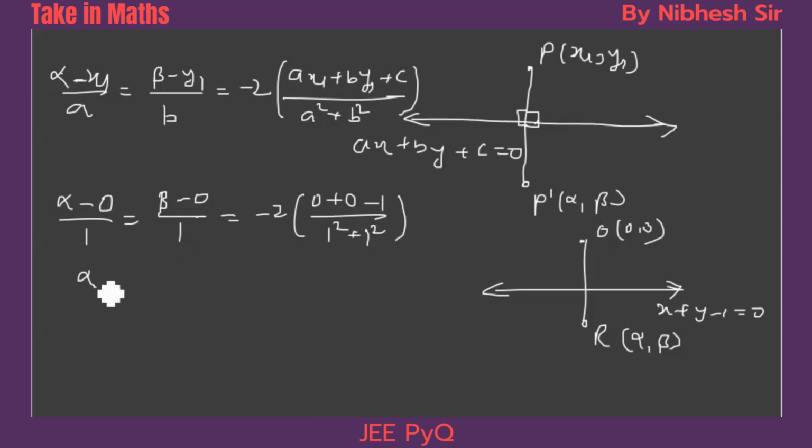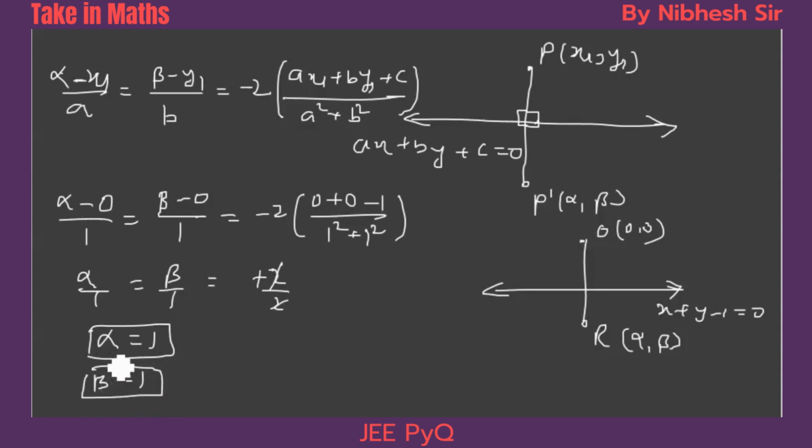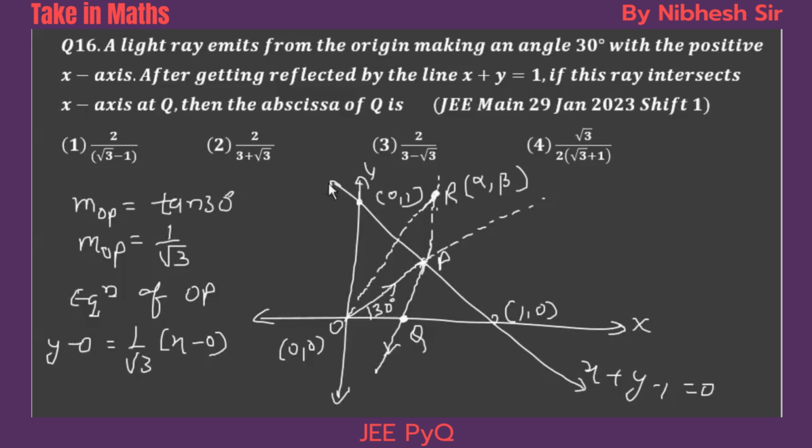So this is alpha by 1, beta by 1, and this is minus 2 times minus 1 by 2, which is plus 2 by 2. So this cancels, and we get alpha is 1 and beta is 1. So alpha and beta are equal, and the image of this point is (1, 1). So if you see here, we get the point (alpha, beta).